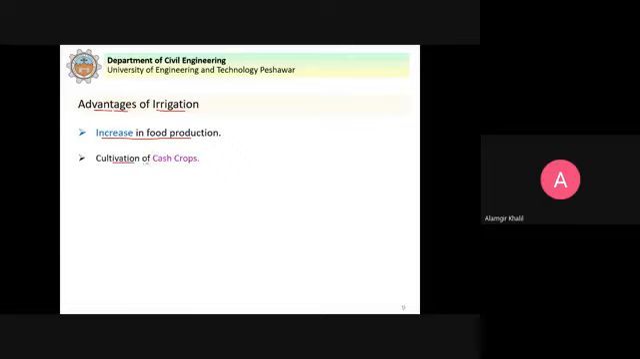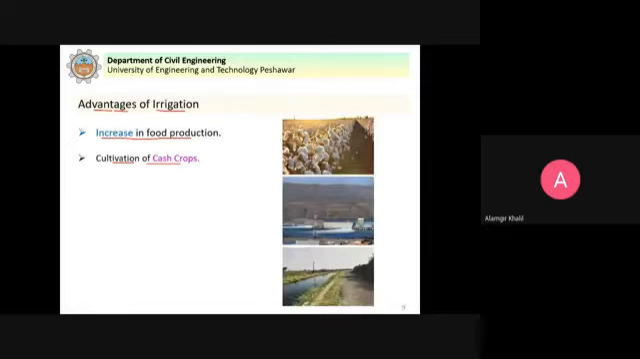Cultivation of cash crops. Cash crops, for example, we have cotton that earns cash for us. You see, when we grow the cotton, we do not eat it, but we sell the cotton. So these are known as cash crops. So this is possible with the help of irrigation.